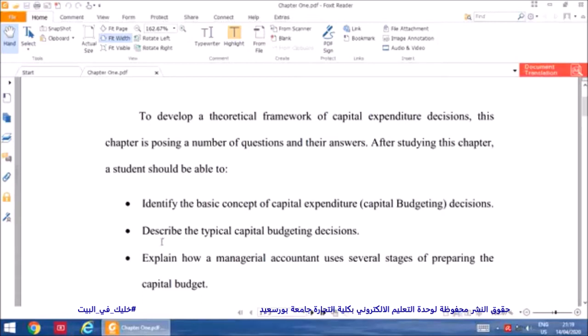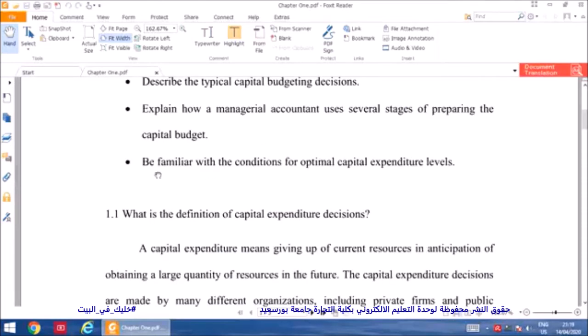Secondly, describe the typical capital budgeting decisions. Thirdly, explain how a managerial accountant uses several stages of preparing the capital budget. And fourthly, be familiar with the conditions for optimal capital expenditure levels.